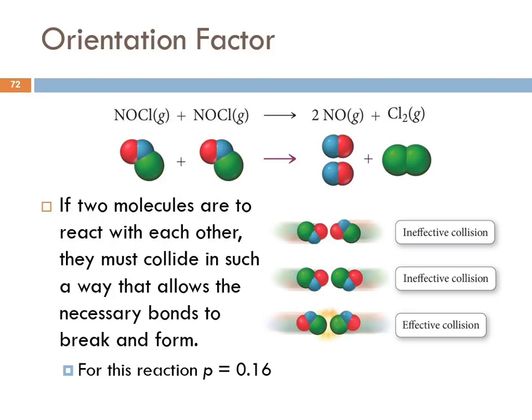For this particular reaction, that orientation factor is 0.16. That means 16 out of 100 collisions happen with the correct orientation. So that cuts the frequency factor down considerably from the number of collisions, doesn't it?